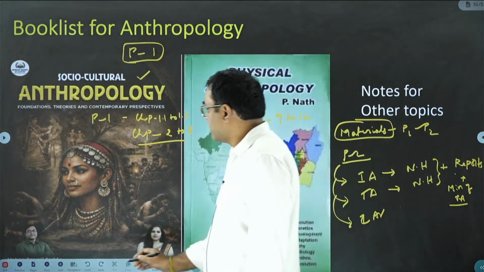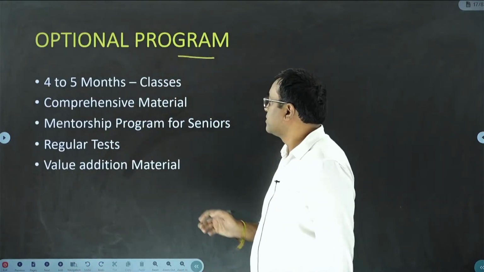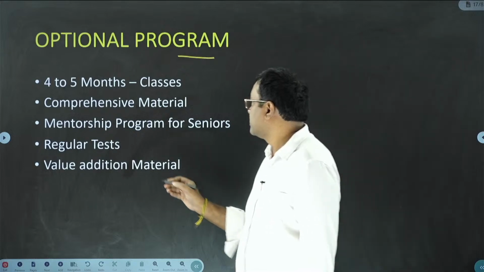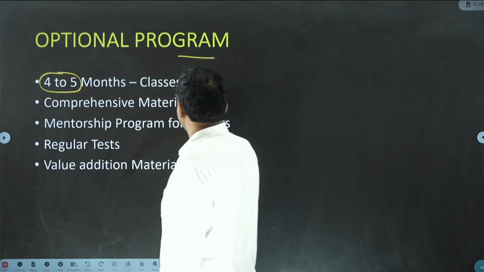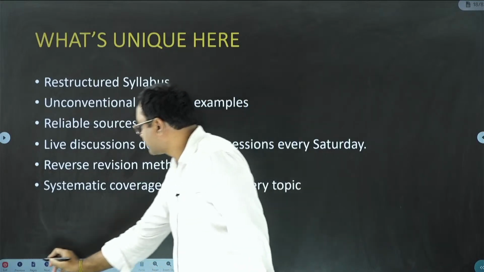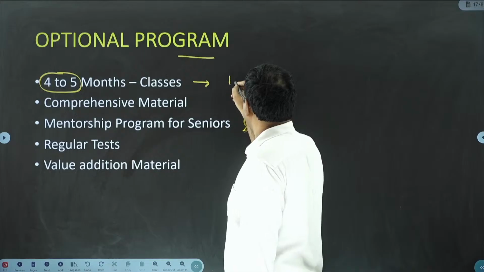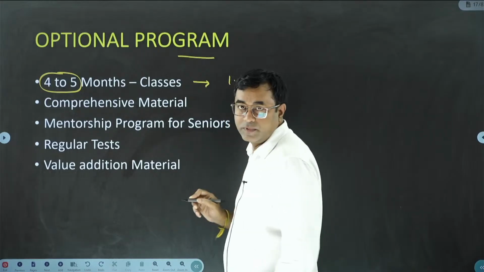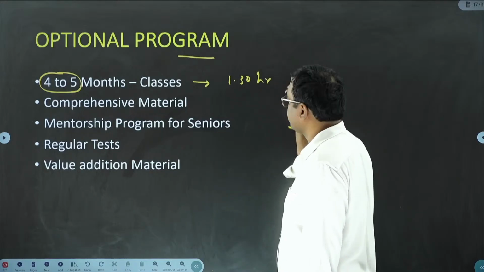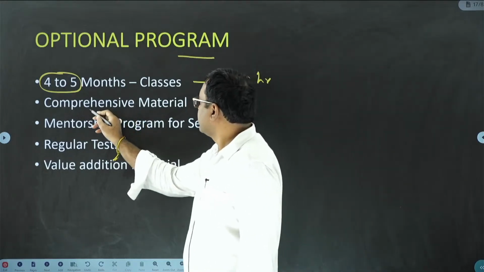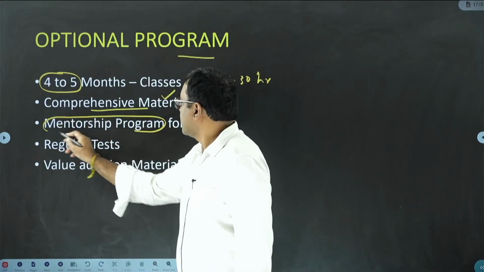Okay, next one is the optional program. In this optional program, the classes will be conducted over 4 to 5 months. Each class will be almost 1.5 hours, that is, 1 hour 30 minutes. At the same time, comprehensive material will be given, along with mentorship sessions.